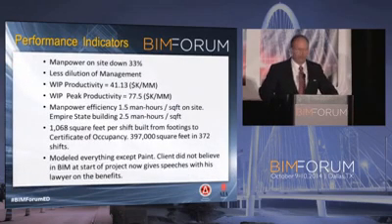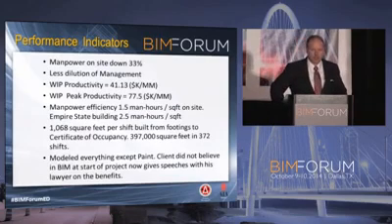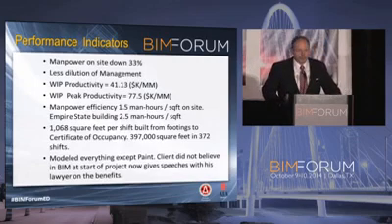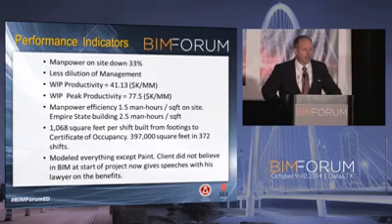Performance indicators, manpower down by 33%. Less dilution of management. In Seattle, $25,000 to $30,000 per man month is pretty good. That job averaged $41,000 per man month and peaked at 77. When you start to think about this, we got to look at the metrics a little bit differently. Think about man hours per square foot. That way you can measure it against space and time.